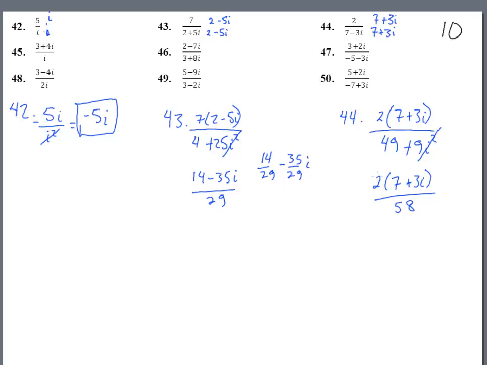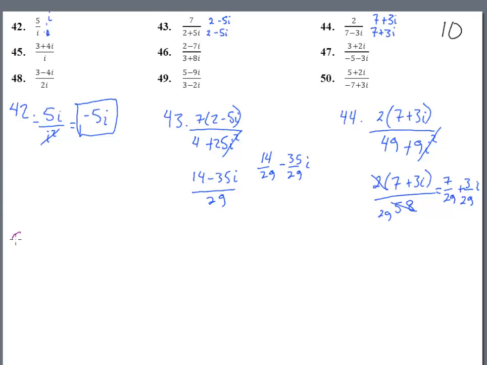Now we notice right here that the 2 can actually cancel with the 58 and leave 29 on the bottom. So we actually have 7/29 plus 3/29 i in standard form.